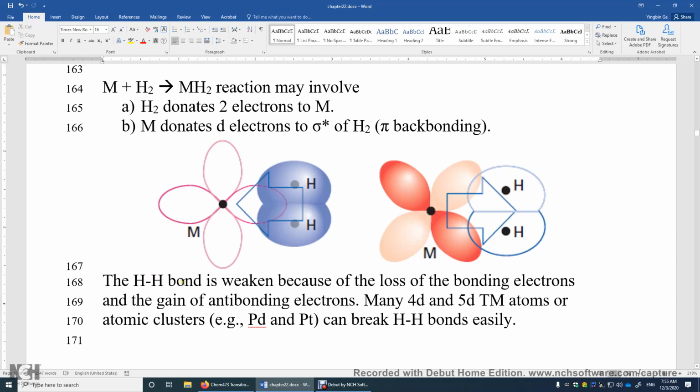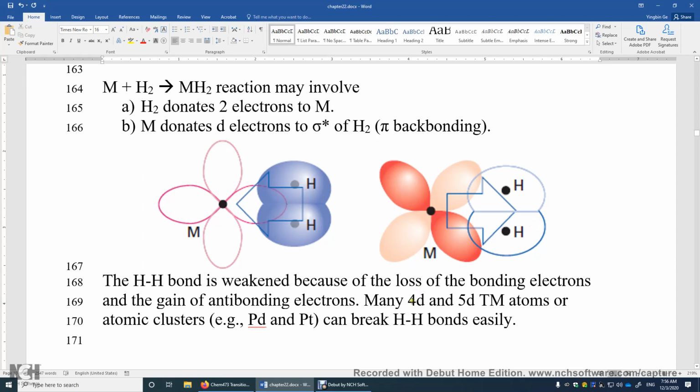The hydrogen-hydrogen bond in this complex is weakened because of the loss of the bonding electrons. So the bonding electrons can flow into the empty d orbital of the metal. And also because of the gain of the antibonding electrons. So when we have electrons placed into the antibonding sigma star orbital, that will also weaken the hydrogen-hydrogen bond.